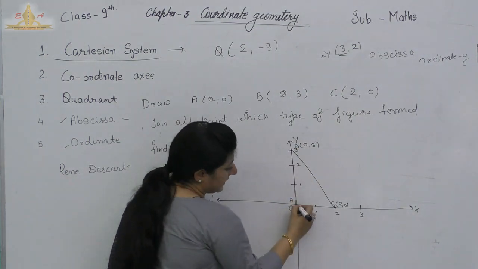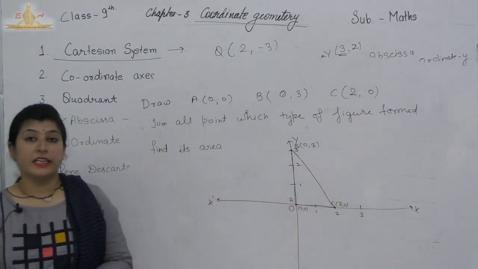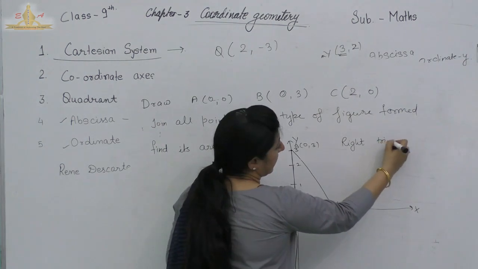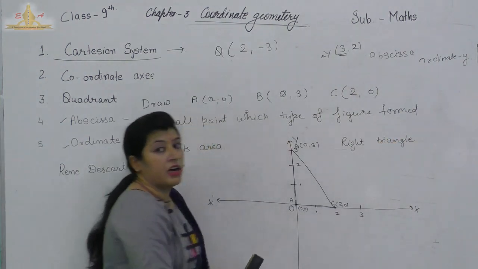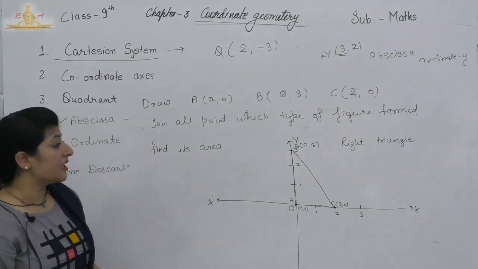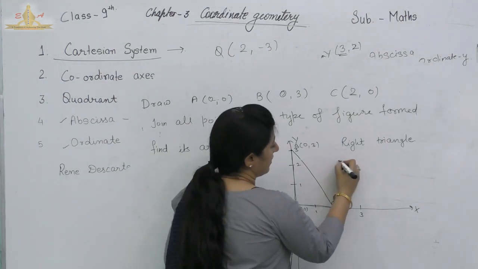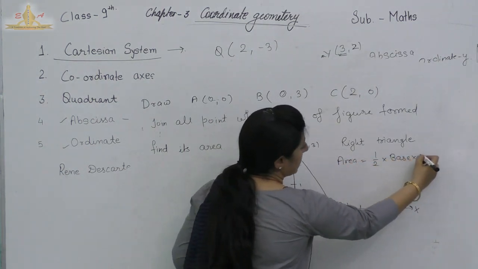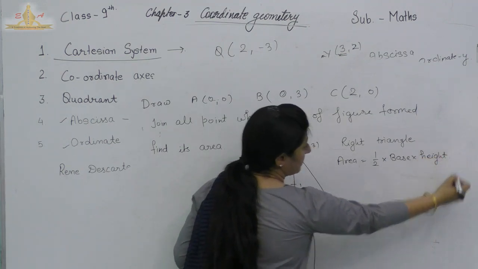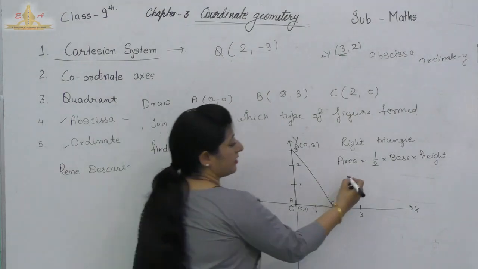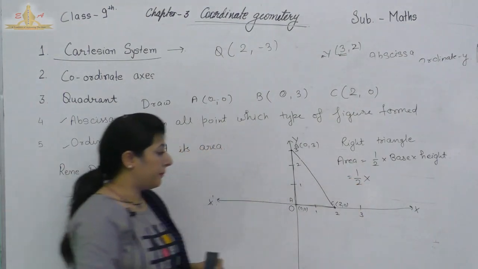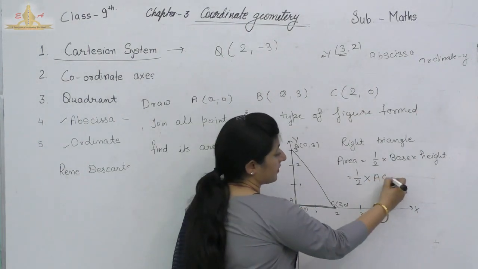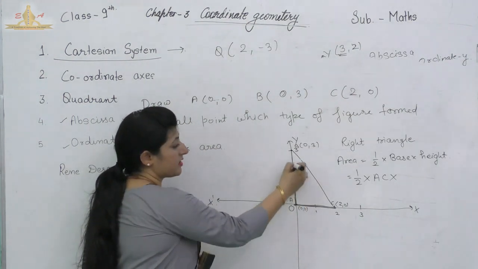If you see which type of triangle is formed, it will be a right angle triangle. Right triangle we can say. How to find the area of a right triangle? We have the formula, that is area is equal to 1 by 2 multiplied by base multiplied by height. Now see, 1 by 2 multiplied by base. Base we can say this one, AC. Height we can take this AB.